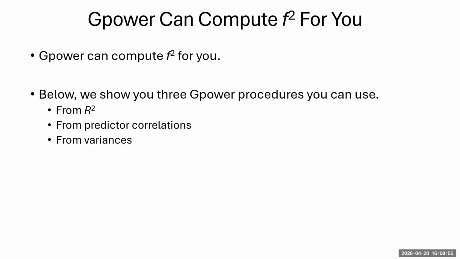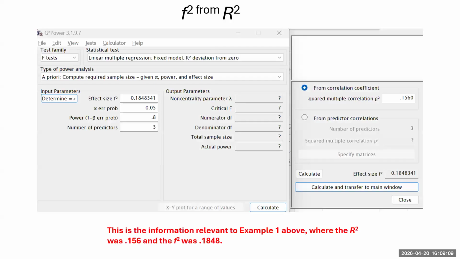And so I'm going to show you 3 ways of doing it. One is from the overall R squared. The second way is from the predictor correlations. And the third way is from various variance estimates.